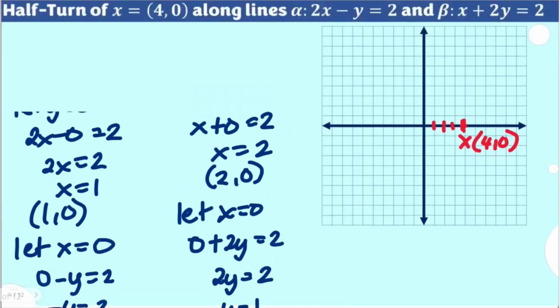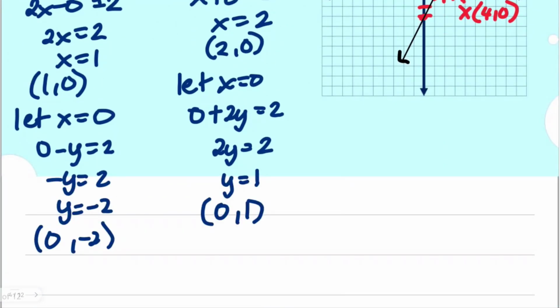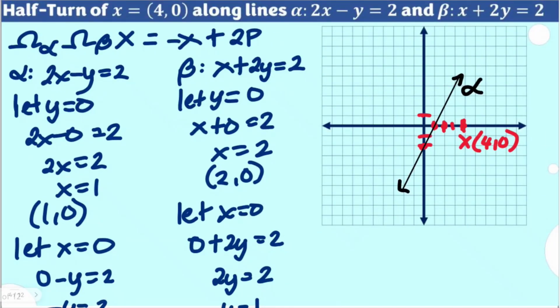With that, we can plot this on our Cartesian plane. Our alpha is at (1, 0), so it's here, and (0, -2), it's here. By connecting them with a line, hopefully I can connect them in just one attempt. Okay, I believe it's okay. So this is our alpha. For our beta, we'll have it at (2, 0), somewhere here, and then (0, 1) is here.